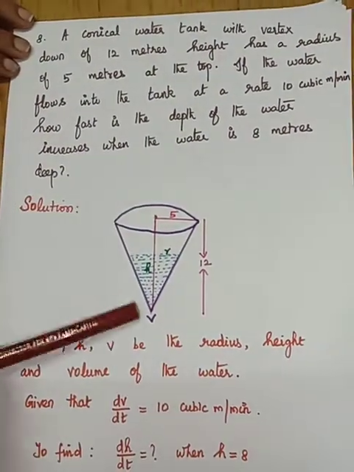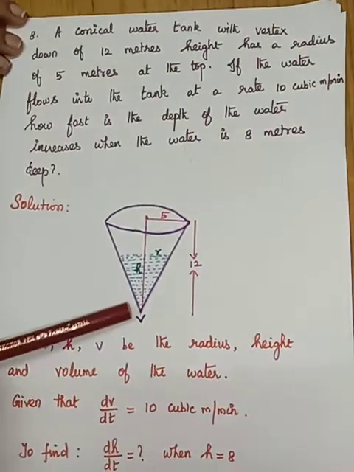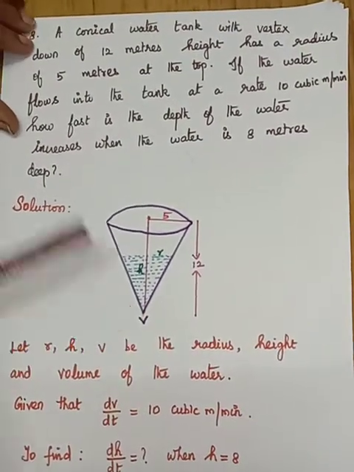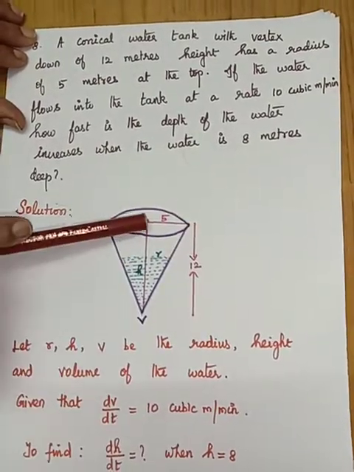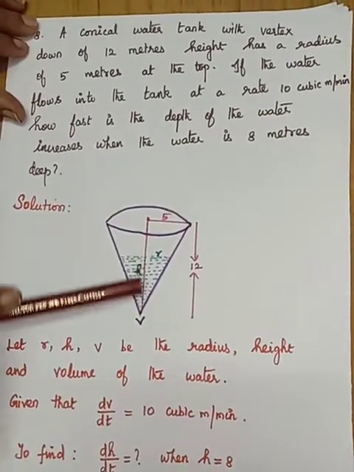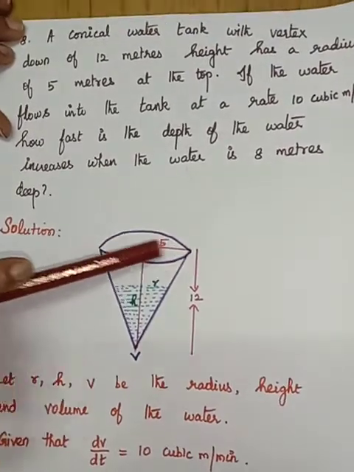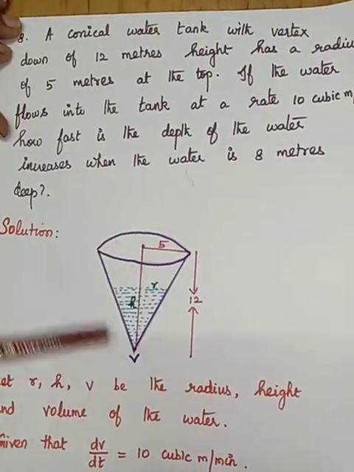So I have drawn the conical water tank with the vertex down. Okay, so the height of the water tank is 12 meters. So this height is 12 meter. Okay, and the base radius at the top is 5 meters. It is about the tank.